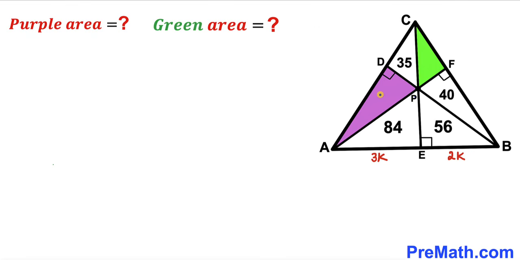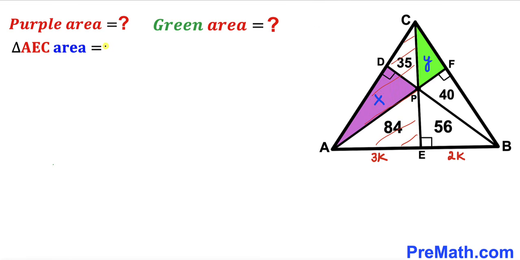And here's our next step. Let me label the area of this purple triangle as x and the area of this green triangle as y square units. And now let's focus on this right triangle AEC, as you can see over here. And the area of this whole triangle AEC is going to be the sum of all these 3 individual areas. So let me go ahead and add these numbers.